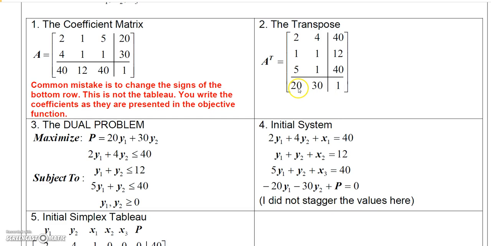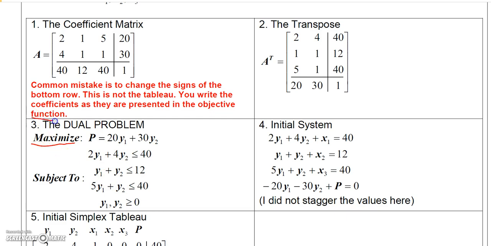Now remember, you change your variables, so this would be 20y1 plus 30y2 equals p. So we would have 20y1 plus 30y2 equals p, and remember, we want to maximize that. And then these three rows are going to give us our less than or equal to constraints. So we'd have 2y1 plus 4y2 is less than or equal to 40, y1 plus y2 is less than or equal to 12, and 5y1 plus y2 is less than or equal to 40. And so then that would give me these three constraints.